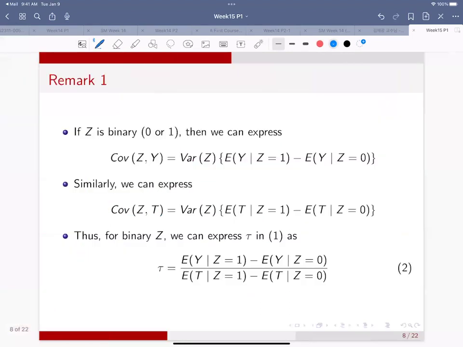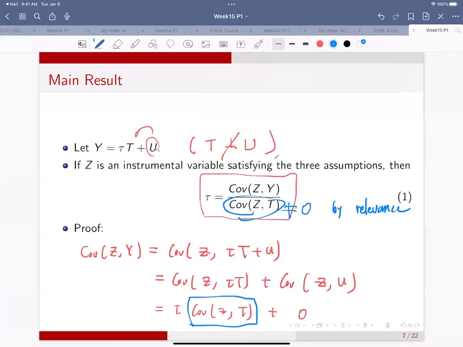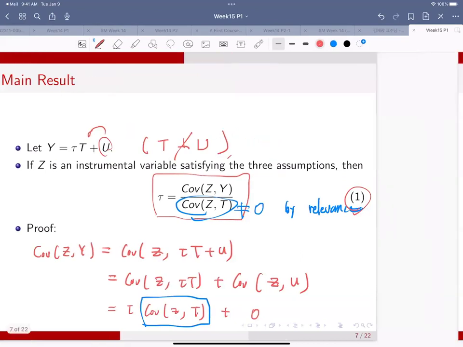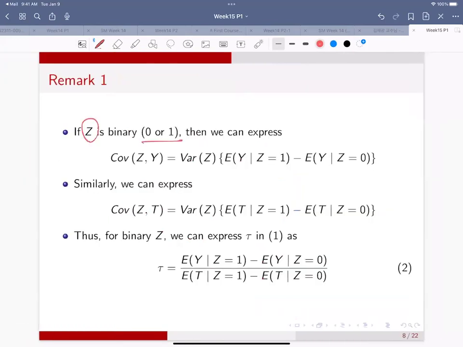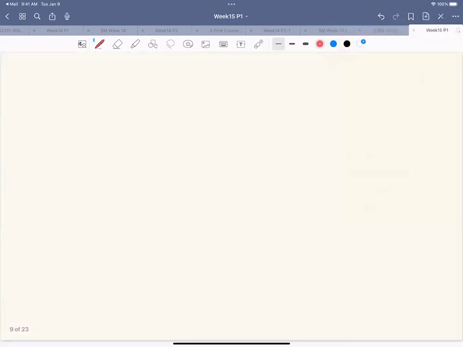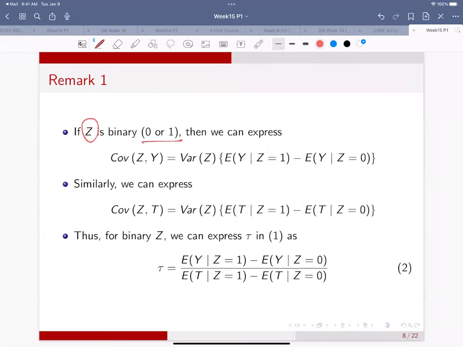Now I'm going to try to reflect on what it really means, and have more thought on what it means. Okay. First of all, if Z is binary, then we have a very interesting result. If Z is binary, then the covariance can be written as some function of the conditional expectations. And how to show that?